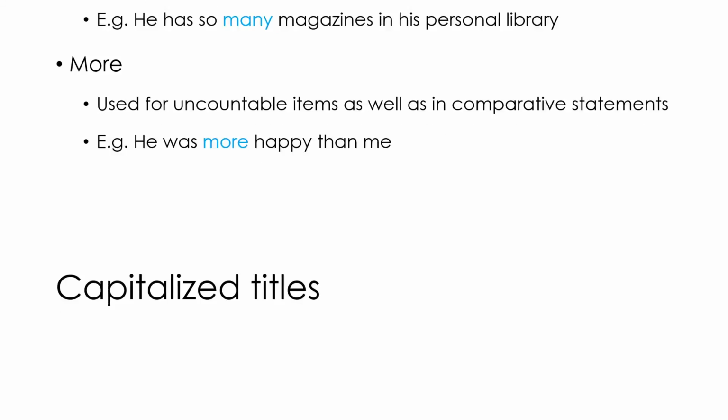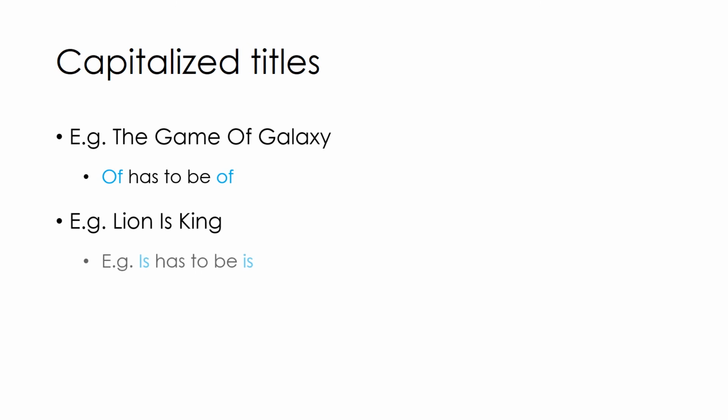Capitalized titles. For example, the game of galaxy. Here, of has to be starting with small o. Another example, lion is king. Here also, is has to be starting with the small i.